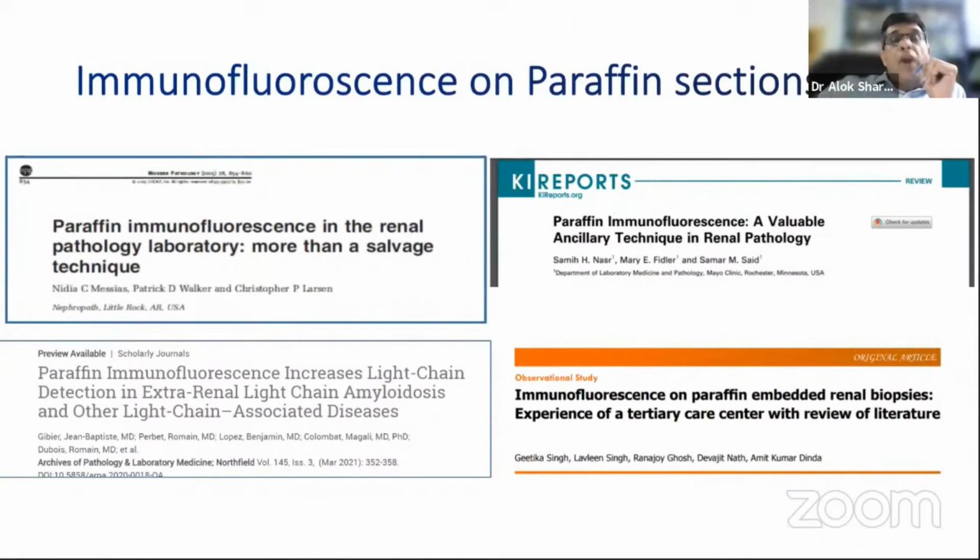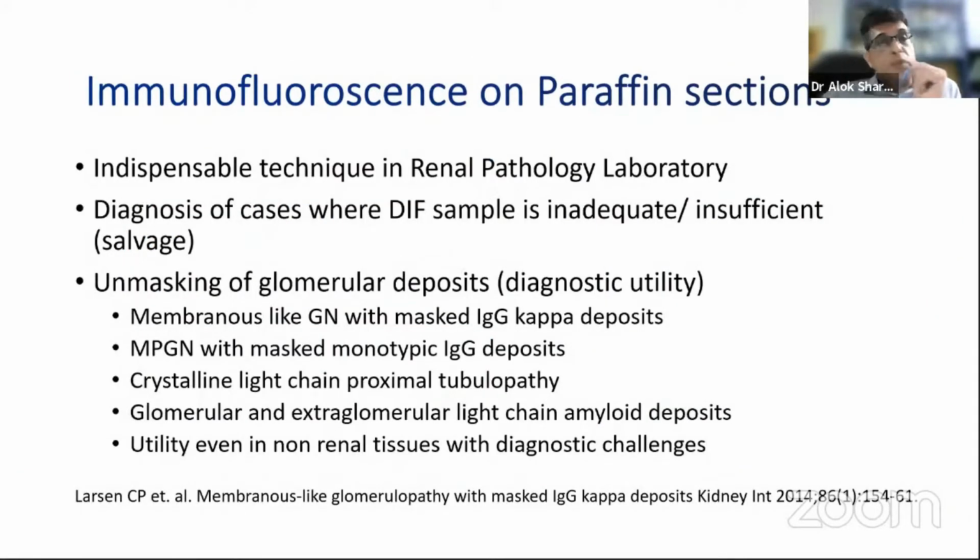Now, no talk about IF in renal biopsies is complete without talking about the immunofluorescence on paraffin sections. The pronase treated paraffin sections, immunofluorescence on this particular tissue has actually revolutionized the whole algorithm. So each and every renal pathology laboratory has to standardize this particular process. Without this, not only will you not be able to salvage a lot of tissues which do not have enough glomeruli for IF examination, you would actually be missing some specific lesions. So this is of course an indispensable technique.